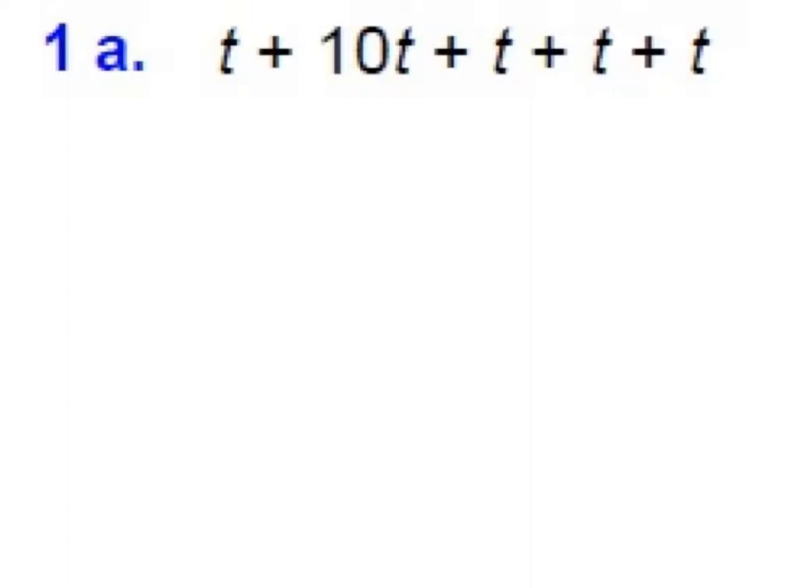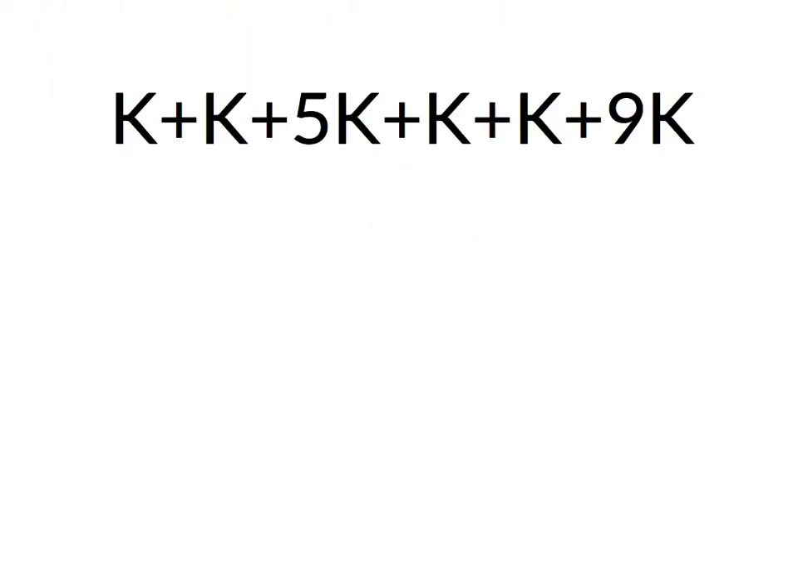When you see something like this, you need to ask yourself, what is it saying? Well, it's saying I have 1t, I have 10 t's, I have another t, I have another t, and I have another t. I have a total of 14 t's. Okay, I'm going to give you about 30 seconds to work this out on your own.